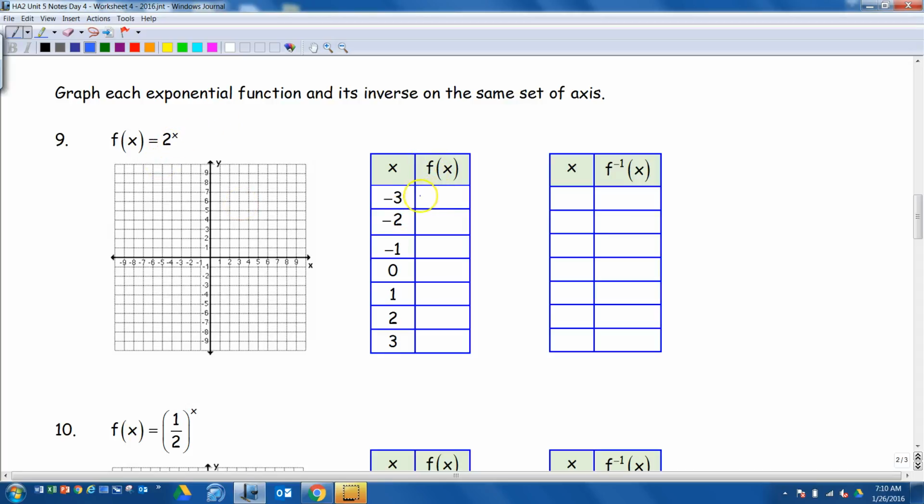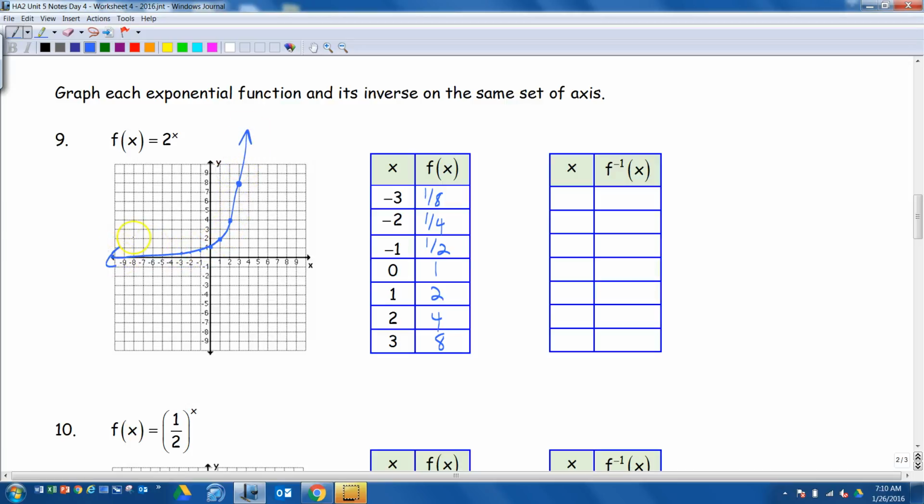For 2 to the x, when you fill out this table, you get these values. So I get 3, 8, 2, 4, 1, 2, 0, 1, and then negative 1, 1/2. Okay. And it's basically going like that.